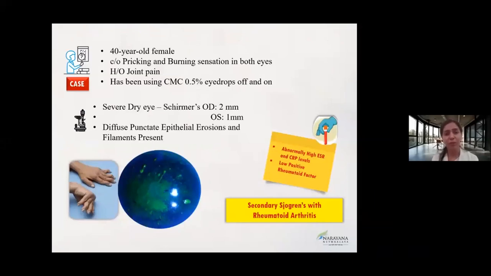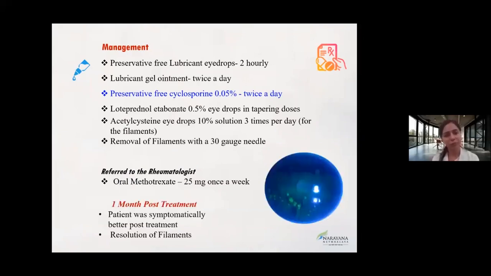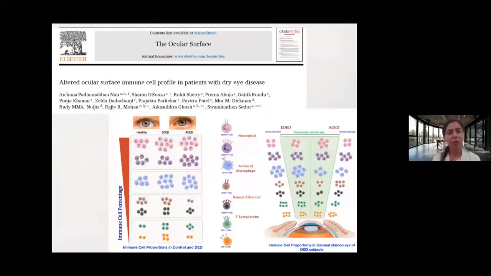Another very common use of this is in patients with severe dry eye, especially if they have any underlying systemic condition. You can see this is a secondary Sjogren's with rheumatoid arthritis. In addition to our lubricants and gels, it's important to put them on a topical immunomodulatory therapy. If they have an underlying systemic condition, they would also require a systemic therapy. But in this case, cyclosporin 0.05% or 0.1% is what would be very useful, and they do well over time.